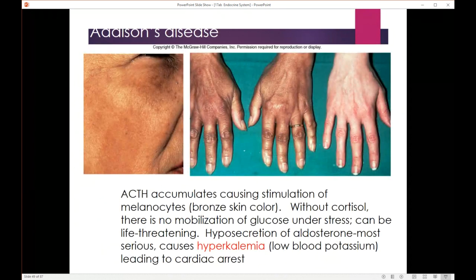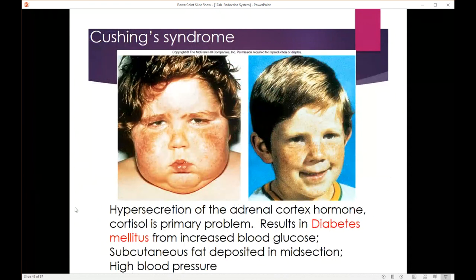And then there's Addison's disease. Addison's disease occurs when we have ACTH accumulating, and it's going to cause a stimulation of the melanocytes. Remember, those are the ones that make melanin within the skin, so it gives it a darker skin tone. Without the cortisol, there's no mobilization of glucose under stress. It can actually be life-threatening during a stressful situation, and it can cause hypokalemia, which is low blood potassium, and it can lead to cardiac arrest. And there's Cushing syndrome.